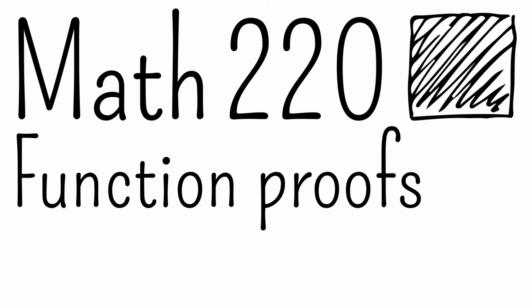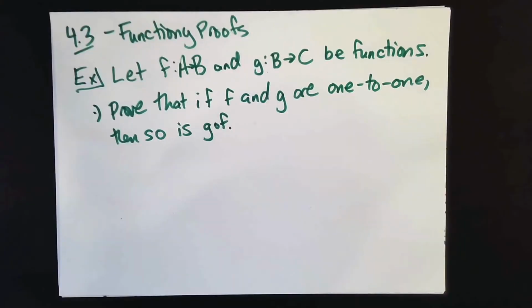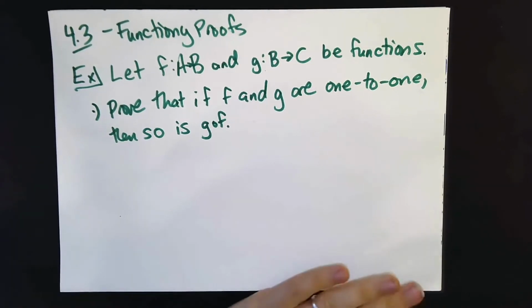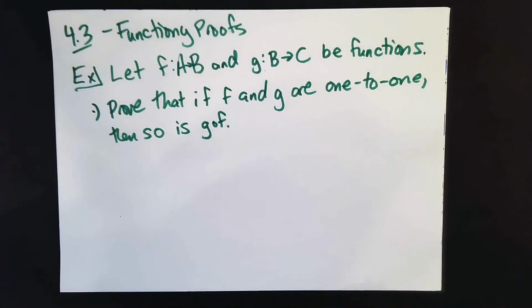So if you have a statement about every function rather than a particular function, we're going to go over what that looks like and do some examples. Okay, so here's a starting statement. We've got two functions here, f from A to B, g from B to C, just like our setup for when we talked about function composition at the end of the last video.